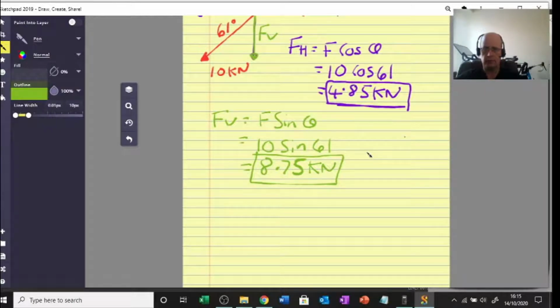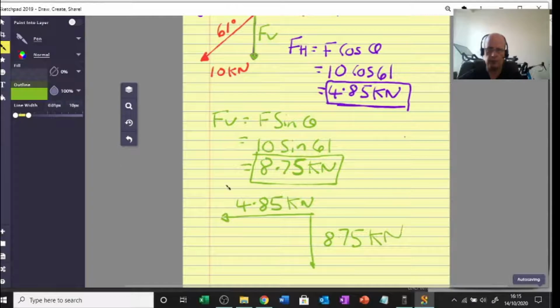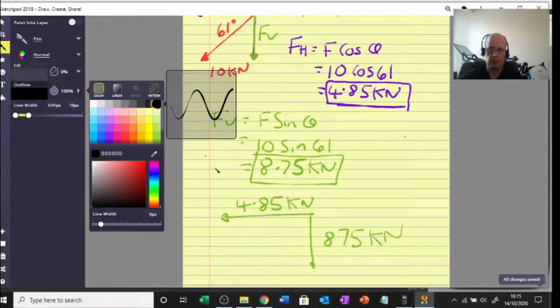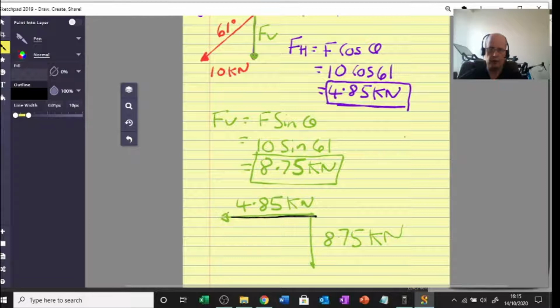Let me scroll down. So we've got a force going that way, which is 4.85. Bearing in mind, this is going to be a negative soon because it's going that way. We've got 4.85 going that way because we worked it out, horizontal. And we've got a force coming down here, the vertical one, of 8.75 kilonewtons. Right, let's go back to this. Now, we've just worked these out: 4.85 and 8.75.